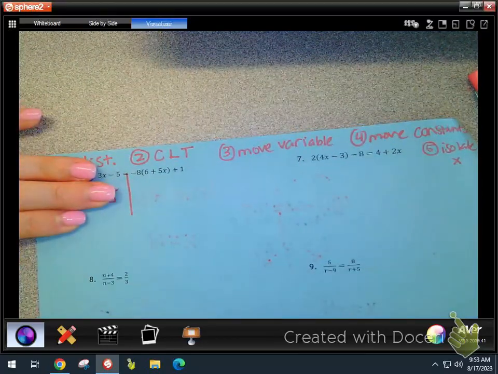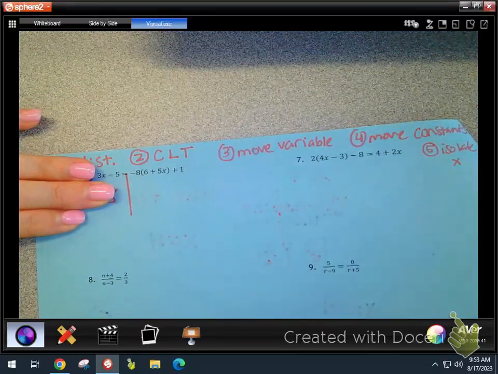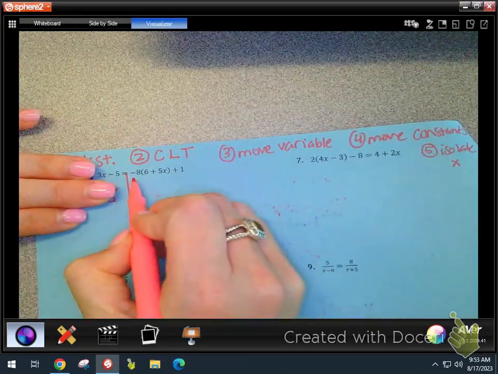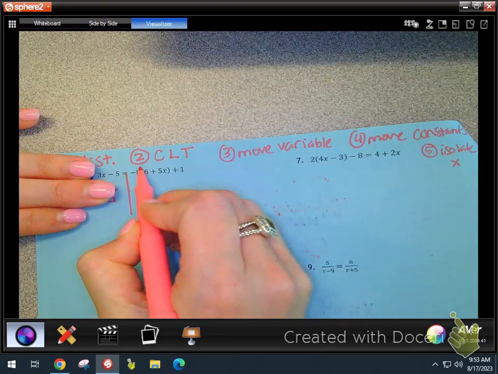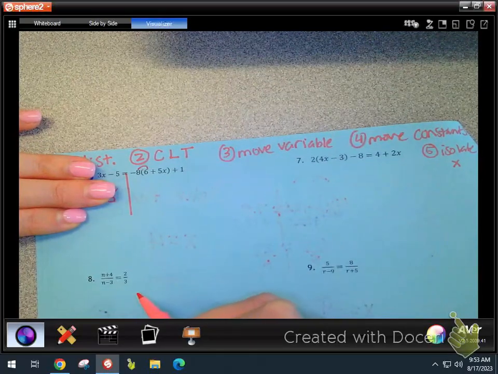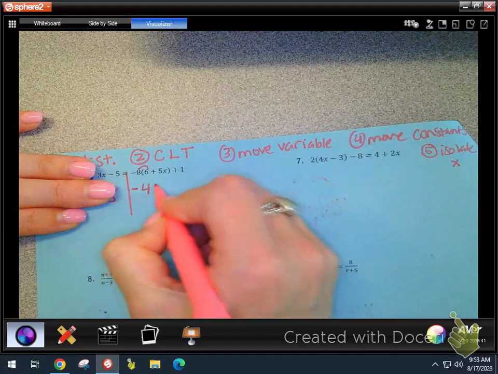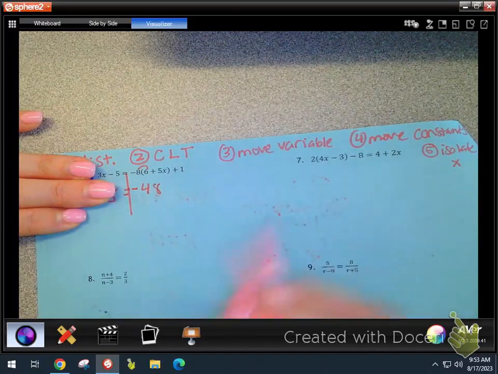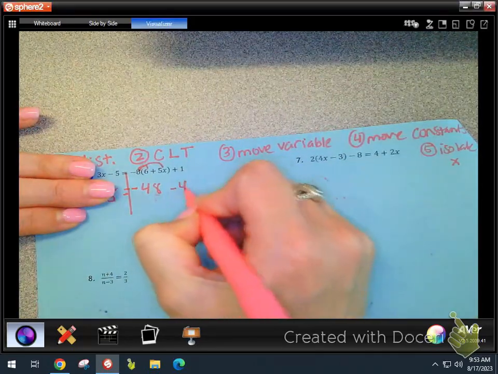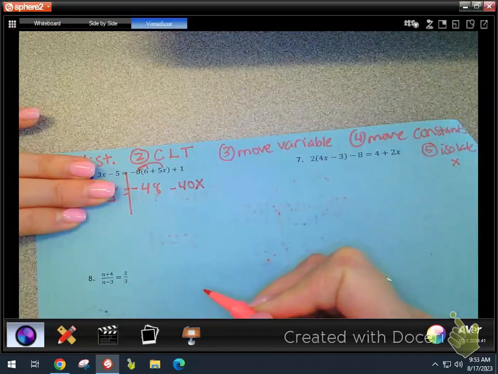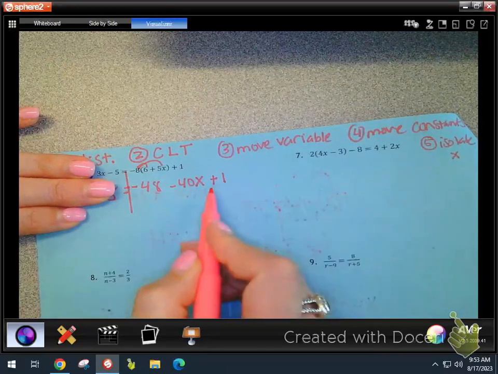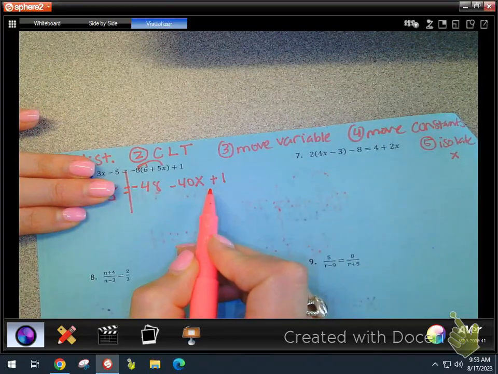But what about the right-hand side? Do I need to distribute? Yes. Okay. What are we distributing? What number are we multiplying? Negative 8. Negative 8 times positive 6. Someone help me. Negative 48. Okay. Negative 8 times positive 5x is negative 40x. What's at the end? Plus 1. Okay. So we distributed.